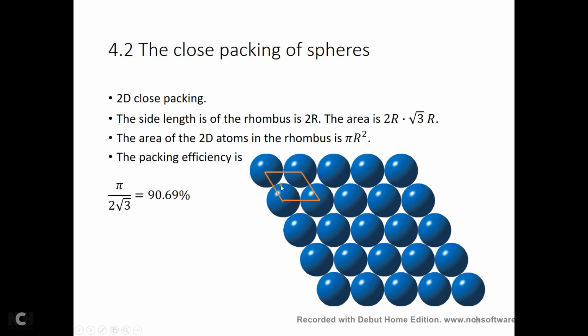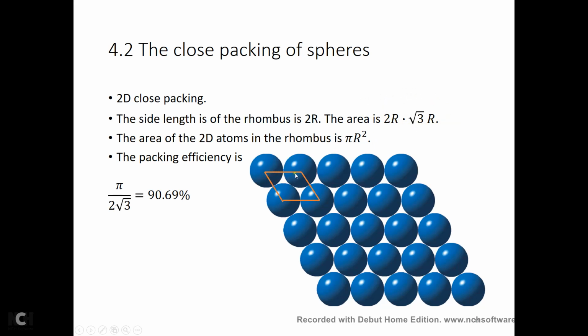The area of this rhombus is very simple. It's just this side multiplied by the height. The height is the square root of 3 times r, because this angle is 60 degrees. So the area is 2r times the square root of 3 r.